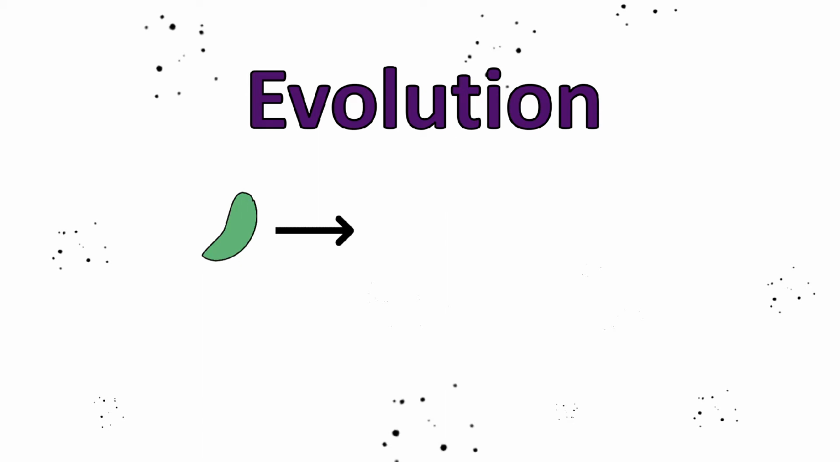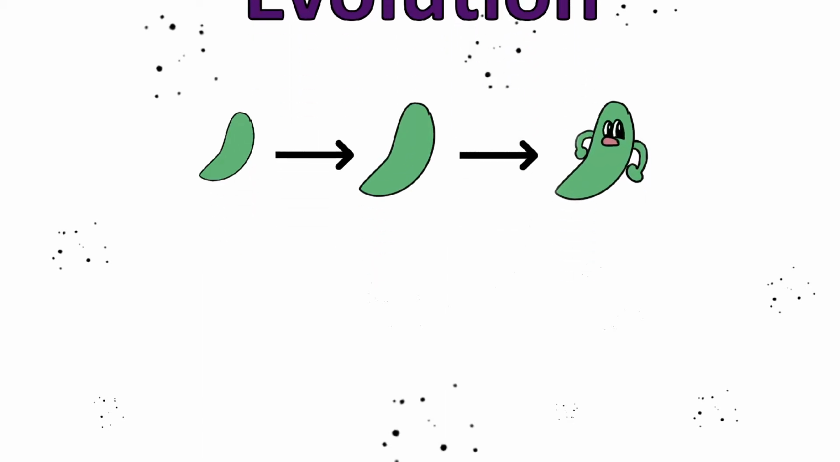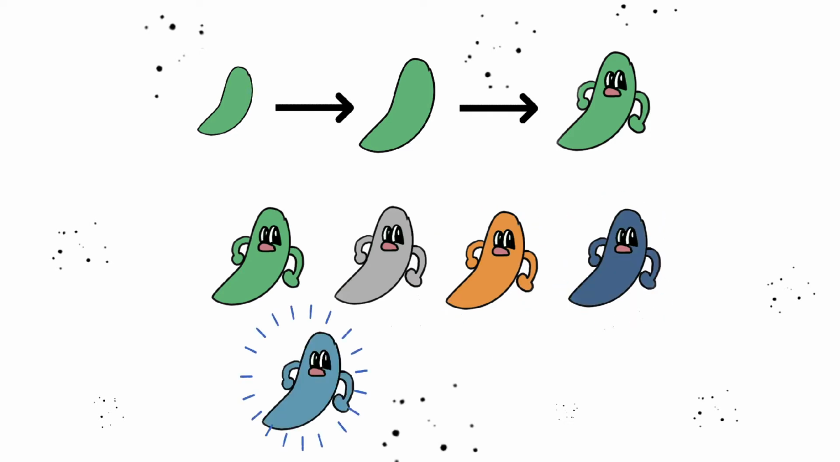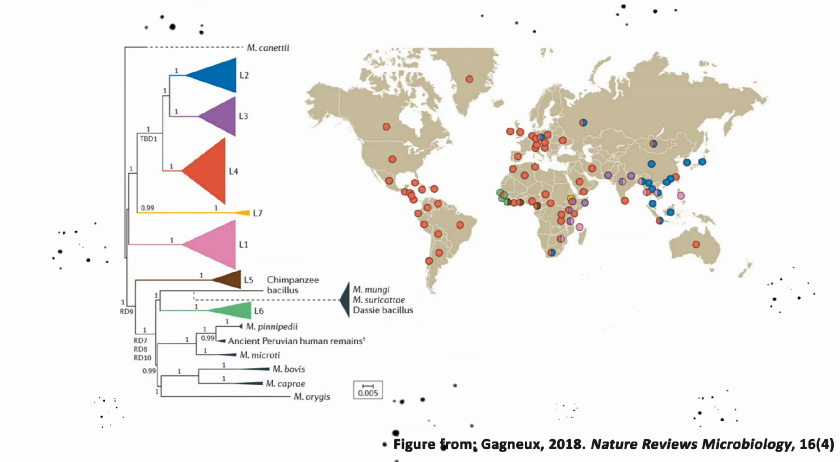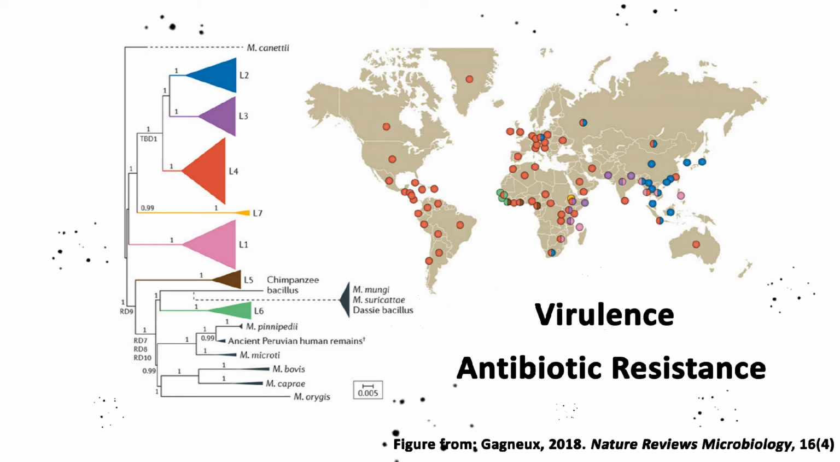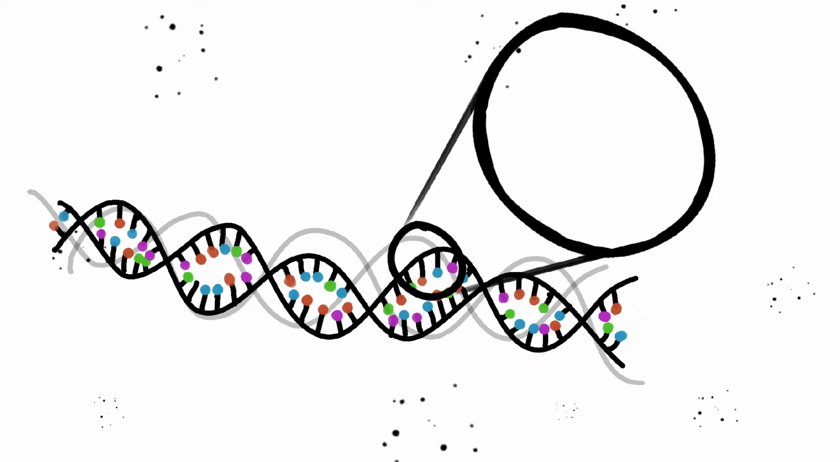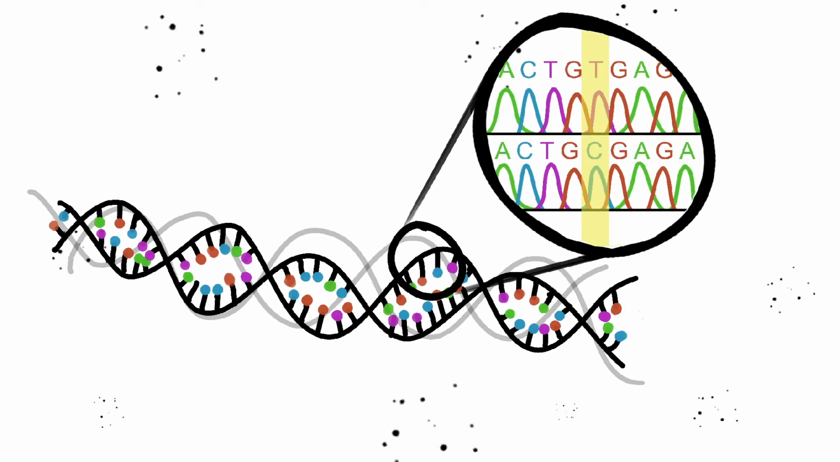Not only has it evolved to live inside its human hosts for decades undetected, but there are also 7 distinct lineages, or groups of genetically similar strains, worldwide. These lineages are geographically localized, and their evolution has been linked to variations in phenotypes such as virulence and antibiotic resistance. Previous research has found that significant differences in the genome, specifically single nucleotide polymorphisms, or SNPs, can contribute to the increases in disease severity we see in certain lineages.